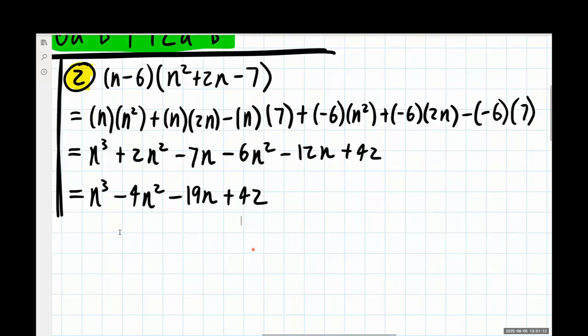And then getting to n to the third power minus 4n squared minus 19n plus 42 for my final answer. I'm trying to use this little highlighter thing to highlight this and show some other stuff, but it's not letting me. There it goes.